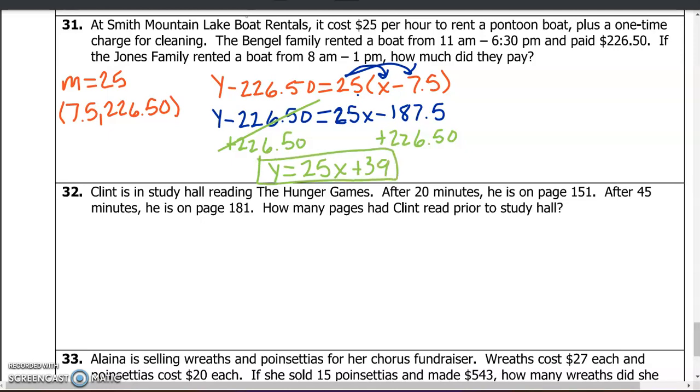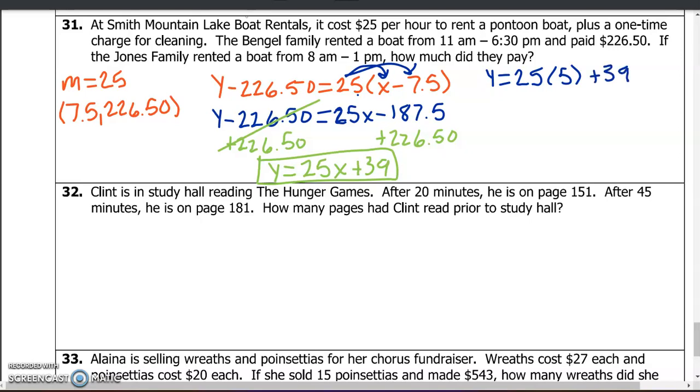Okay. Now, the question says, though, if they rented it from 8 a.m. to 1 p.m., how much would they pay? So now you're going to use the equation that you wrote, and you're going to plug in the amount of time that they just provided to you. So we use this equation, y equals 25x, but now instead of x, we're going to plug in that time. From 8 to 1, 8 to 12 would be 4 hours, and then one more hour would be 5. So we've got times 5 hours plus 39.